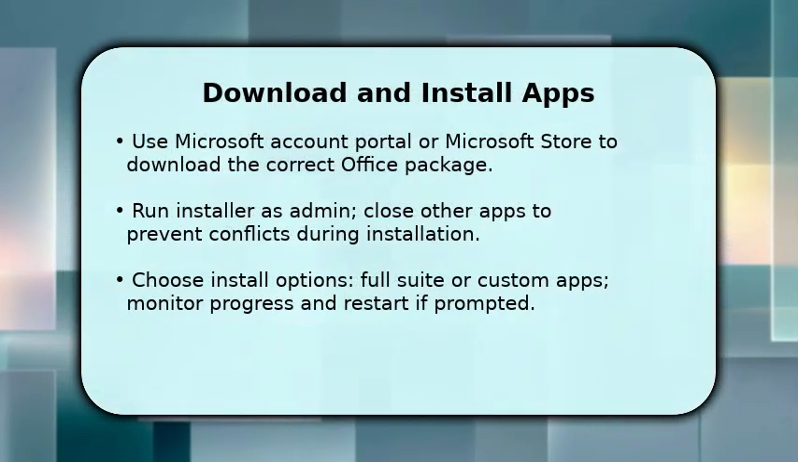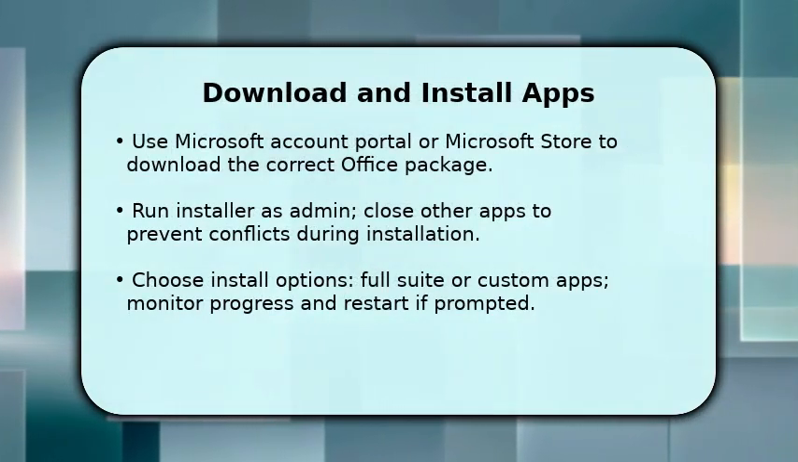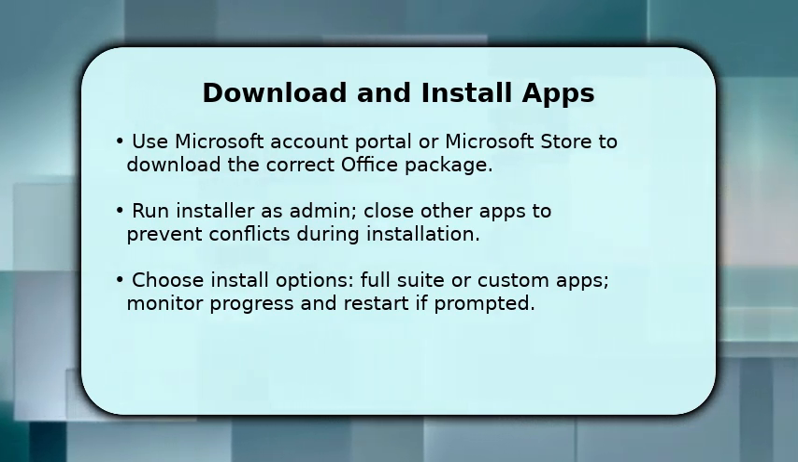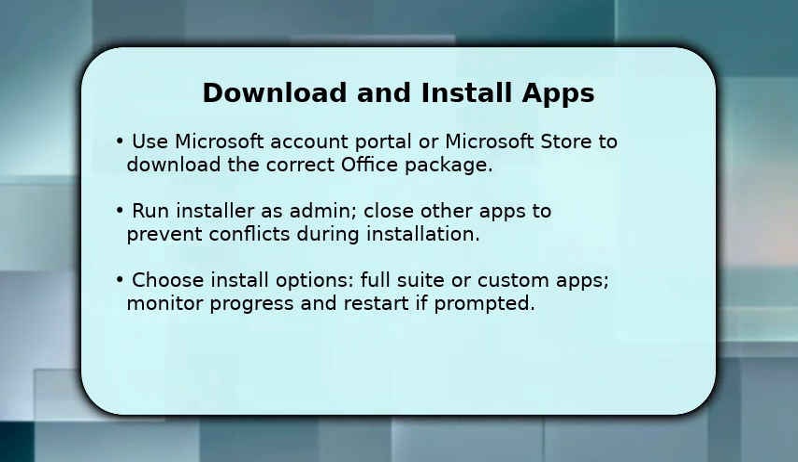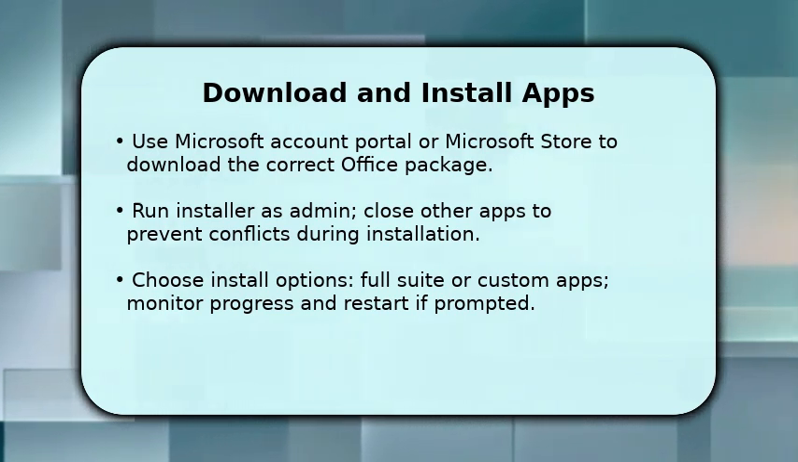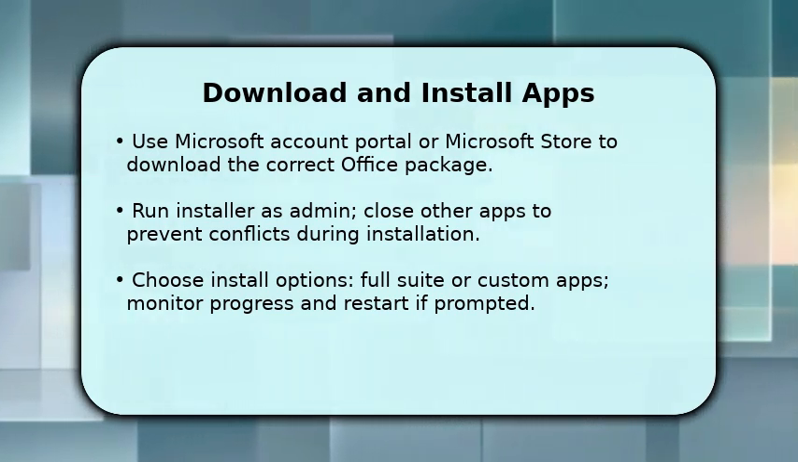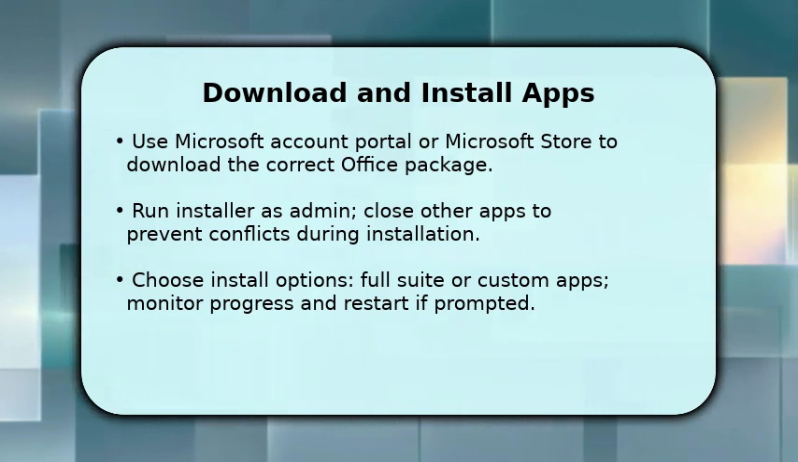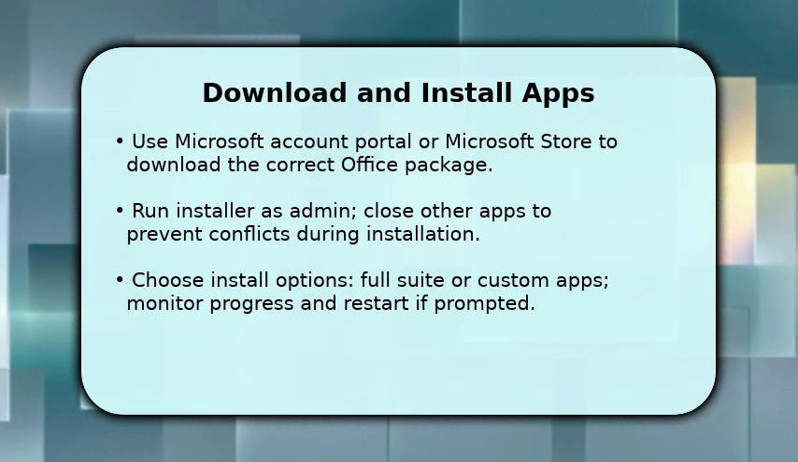You now download the installer from your Microsoft account portal or the Microsoft Store, using the license you picked. This ensures the correct package. Once downloaded, run the installer as administrator and close resource-heavy apps to avoid install errors. During setup, choose full suite or custom install so you only get the apps you need and save space.